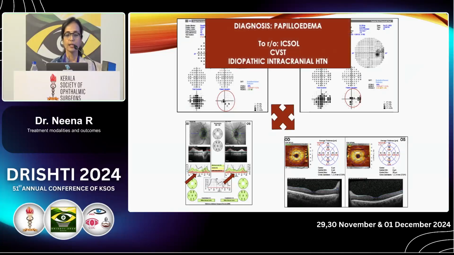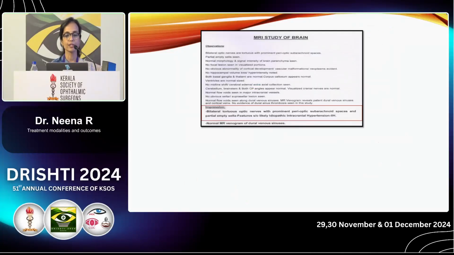So we wanted to rule out SOL, CVST and IIH. So we did the MRI. MRI was essentially normal, but soft signs for IIH were there, like tortuous optic nerves, prominent perioptic subarachnoid spaces, partial empty sella. So MRI does give you some soft signs which are typical of IIH, normal venogram. So this is probably IIH.